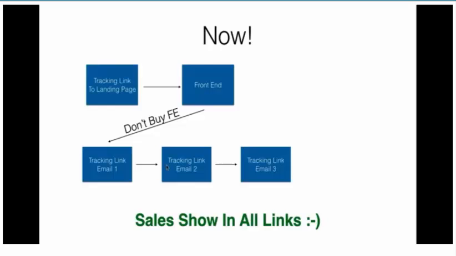Technically, before you could use Sub-IDs, and that's kind of a workaround, but it didn't work as well as the solution that we have now. Now, the way it works is that if you have the same funnel, not only will it attribute the sale to the email tracking link, it will also attribute the sale to your landing page.